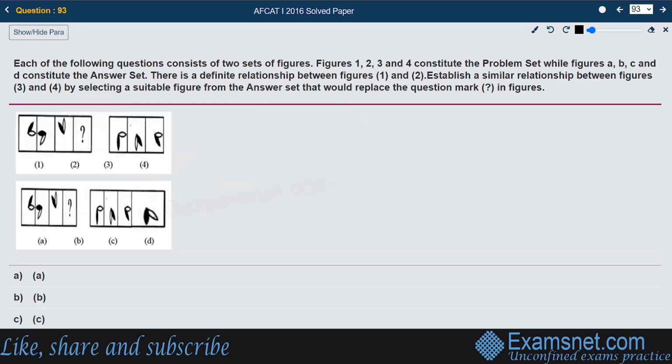Okay, can we have the next question, that is 93. What is happening in 93? If you have a closer look between 1 and 2, what all is happening? See, this is a filled leaf, this is a hollow leaf.